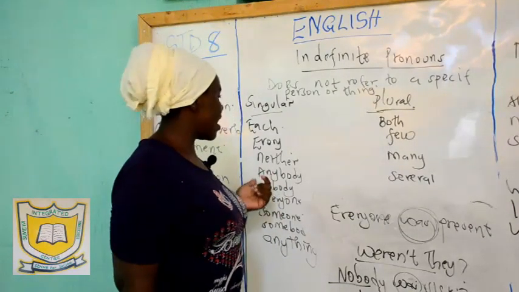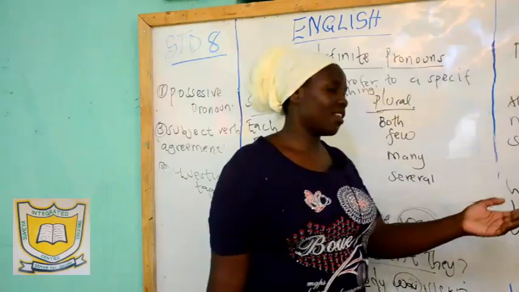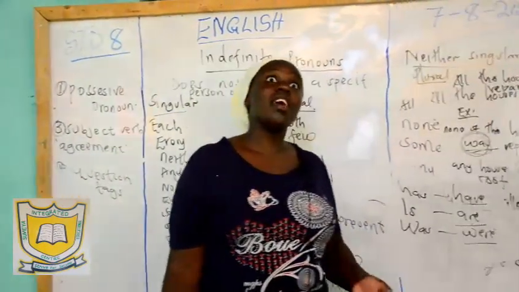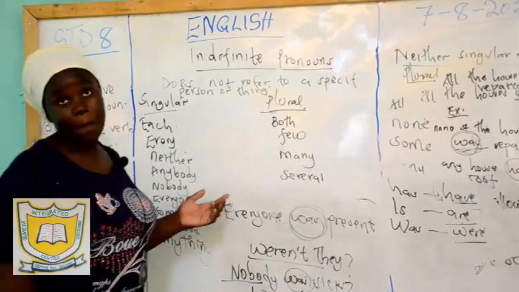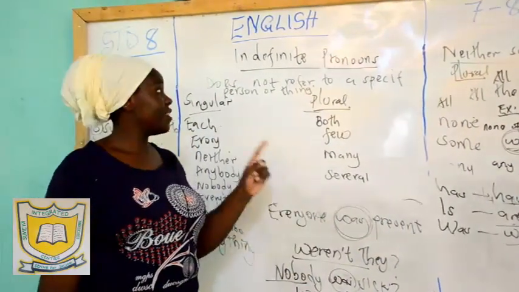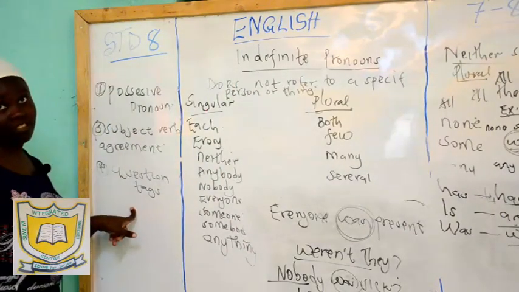And you can say anybody is sick. The plural of is? Are. You say, aren't they? So you give it the plural of the helping verb when it comes to indefinite pronouns in question tags.